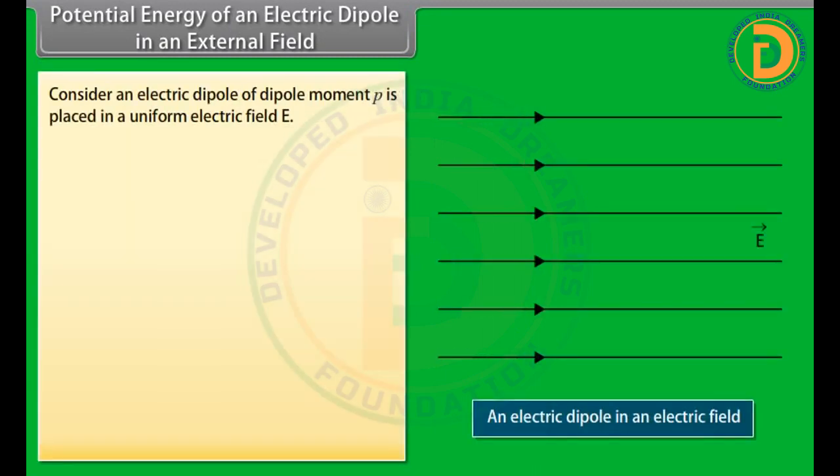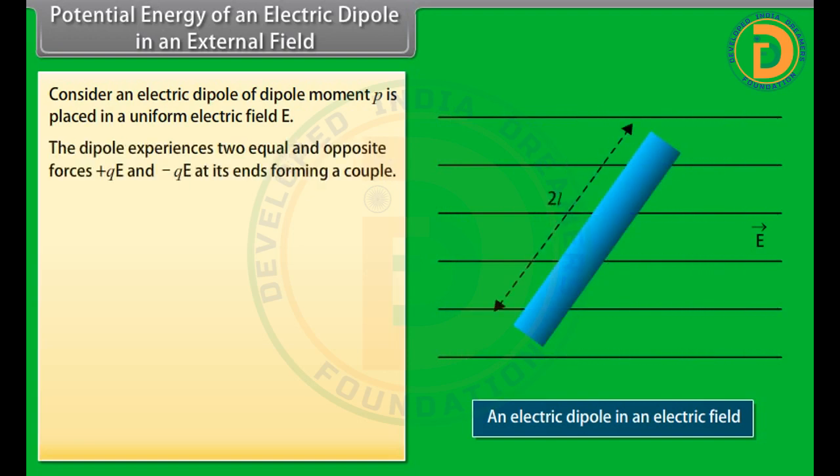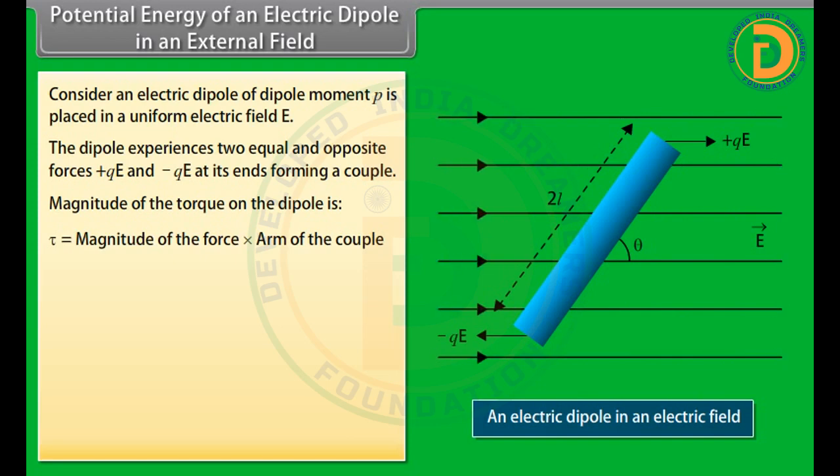Consider an electric dipole of dipole moment P placed in a uniform electric field E. The dipole experiences 2 equal and opposite forces, plus QE and minus QE, at its ends, forming a couple. Magnitude of the torque on the dipole is equal to magnitude of the force into arm of the couple. Tau is equal to QE into 2L sine theta, which is equal to PE sine theta.